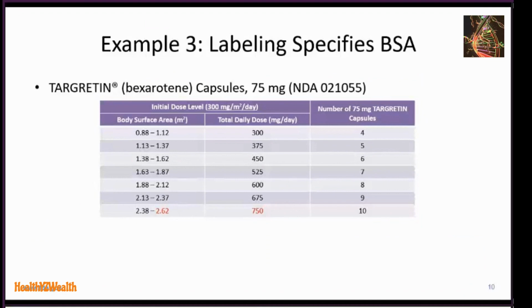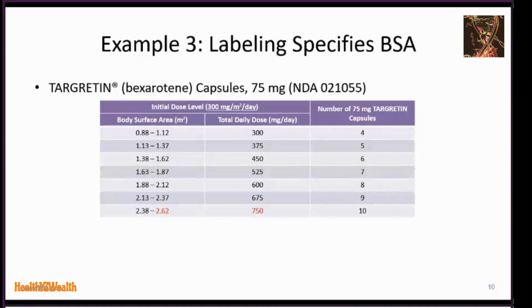If you recall, a body surface area of 1.62 meters squared is used when the labeling does not specify. However, one example in which the dosage and administration section of the labeling specifies the body surface area to use to calculate the maximum daily dose is Targretin capsules. As you can see in the left column, the labeling has recommended doses for specific body surface areas ranging from 0.88 all the way up to 2.62 meters squared.